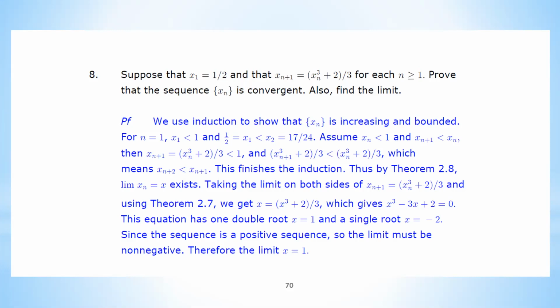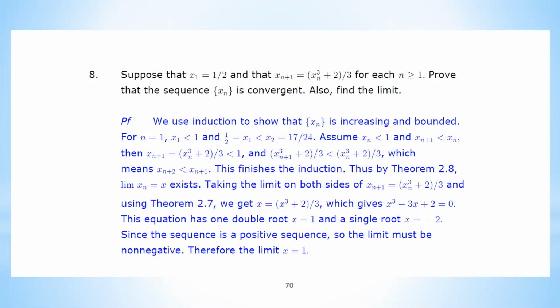Let's call the limit of xn equal to x. Then you take the limit on both sides of the formula, and you can see that this limit x satisfies the equation x equals (x cubed plus 2) divided by 3. So this gives x cubed minus 3x plus 2 equals 0. This is a 3rd degree equation. How do you solve it? It's not a quadratic equation, so you have to make an observation: if you plug in 1 here, 1 is the solution.